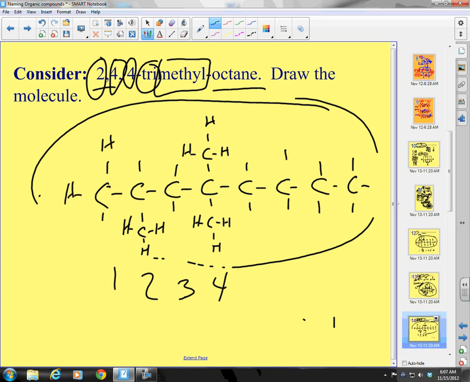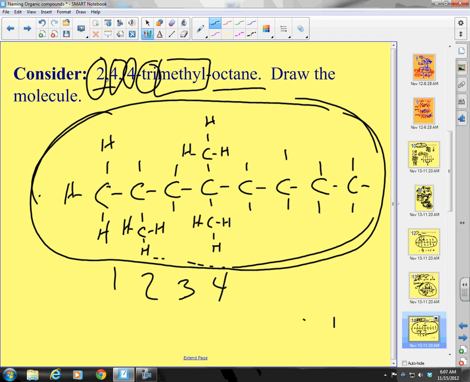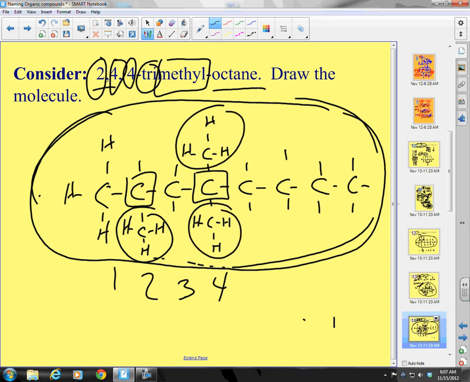Hydrogens all around. Okay, so if you numbered from left to right, it would look something like this. 1, here's my 2 carbon. There's a methyl group on my 2 carbon. 3, here's my 4 carbon. 2 methyls on it. It would be what? 2,4,4 trimethyl octane. All right.